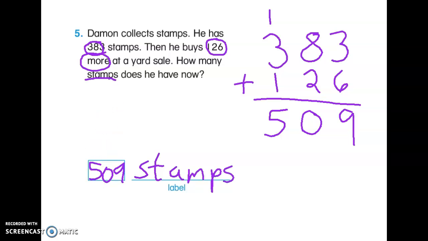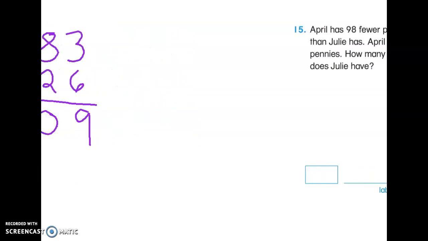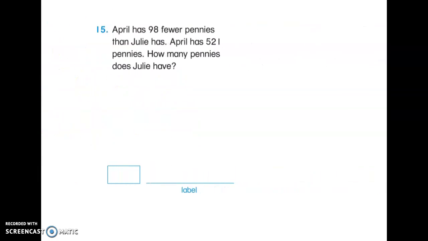Okay, now this one is a trickier one that I want to go over so that it can help you if you see this later on, and in third grade you're more prepared too. April has 98 fewer pennies than Julie has. So I see April has 98 fewer. So April does not have 98, she has 98 fewer pennies than Julie has. April has 521 pennies. How many pennies does Julie have?